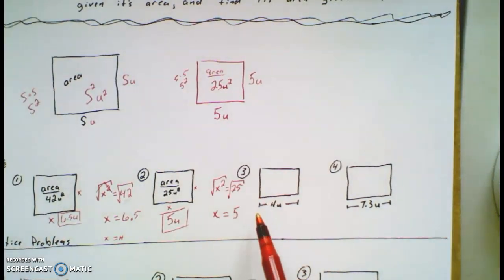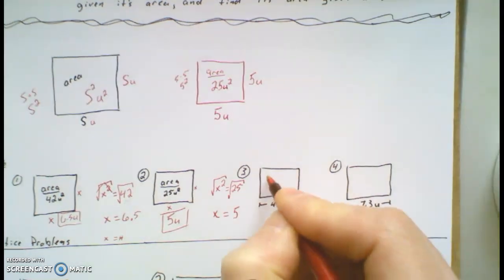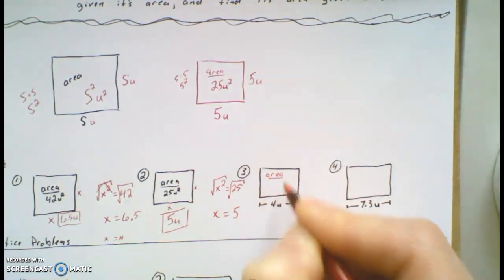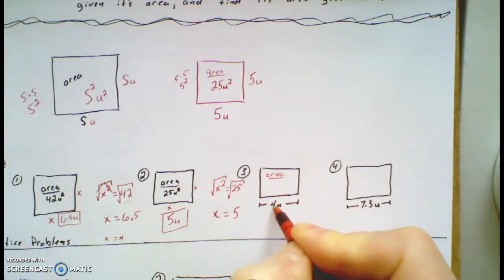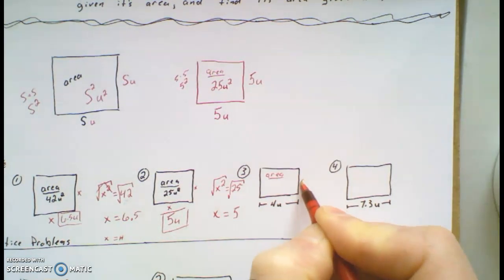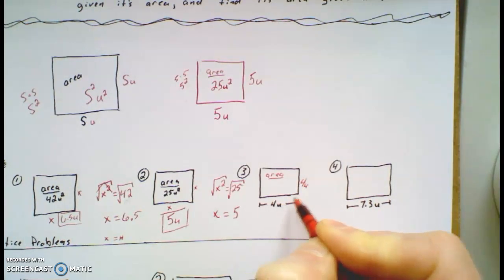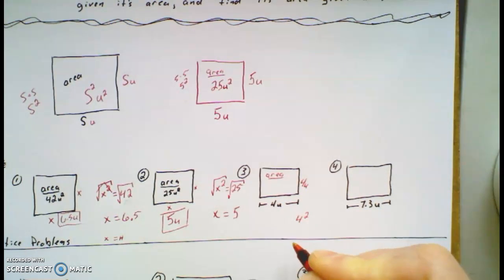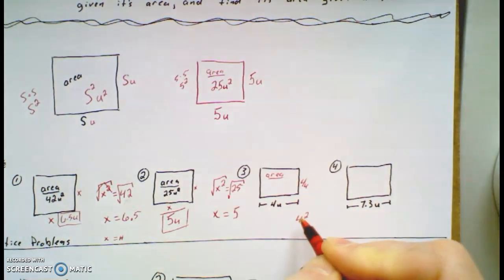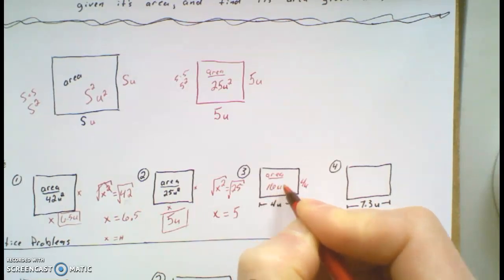Okay, next one. So this one, you can see they're giving me the side length. That means we're finding the area, this inside stuff. If this side is 4, we know this side over here is also 4 units long. To find the area, you just take this number times this number, or we square it. This one doesn't require an equation, it's just using that formula. So we're just taking 4 times 4, or 4 squared, and 4 squared is 16 units squared.